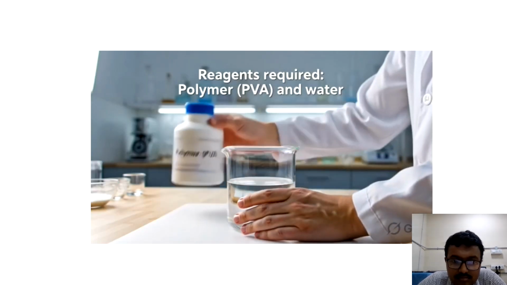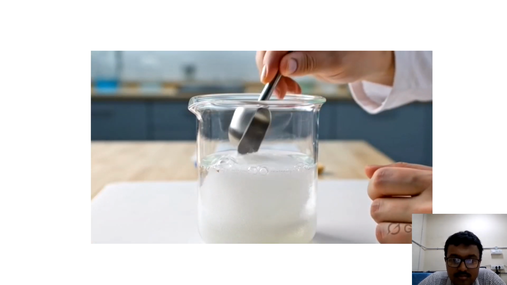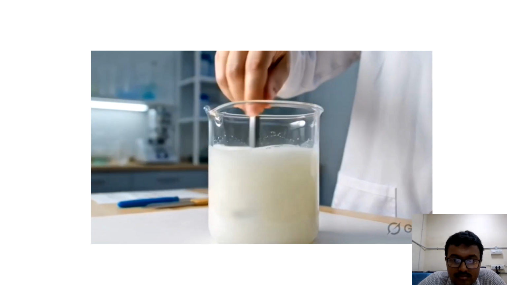Reagents required: polymer, PVA, and water. First, pour the PVA powder into the water. Then, stir the solution until it is uniform.